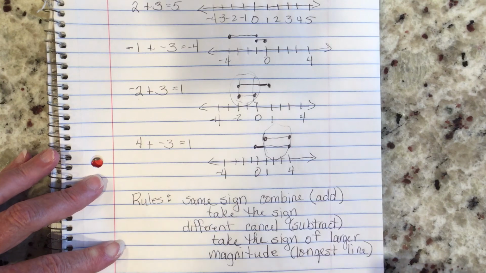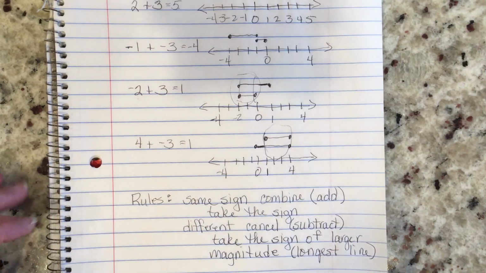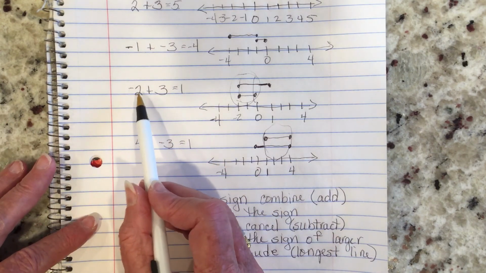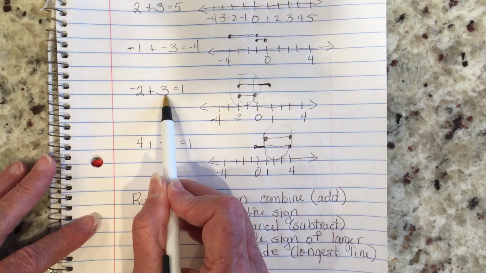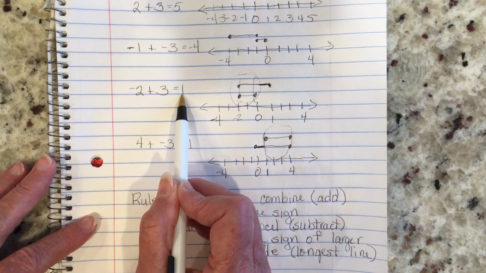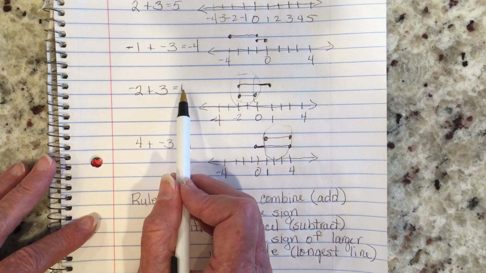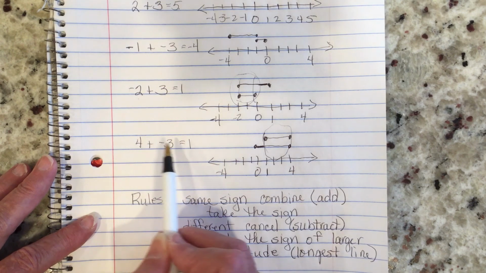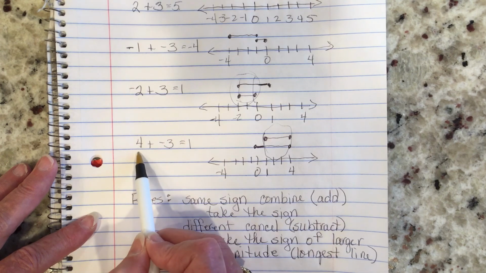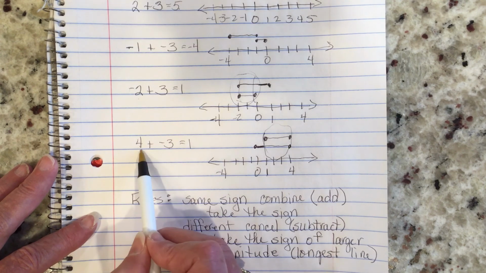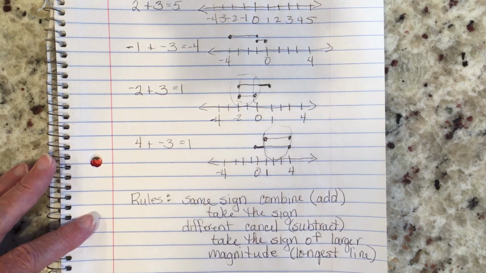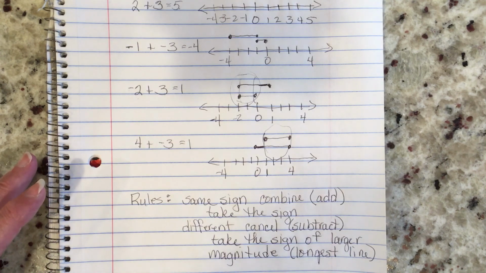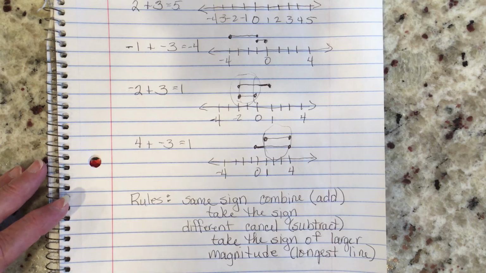So you're going to ask yourselves, are there more negatives or more positives? So if I look at this one, I have 2 negatives and I have 3 positives. So my answer is going to be positive. 3 minus 2 is 1. Here I have 4 positives and 3 negatives, so once again I have more positives. 4 minus 3 is 1. So to find the sign, you're going to ask yourself, are there more negatives or more positives?